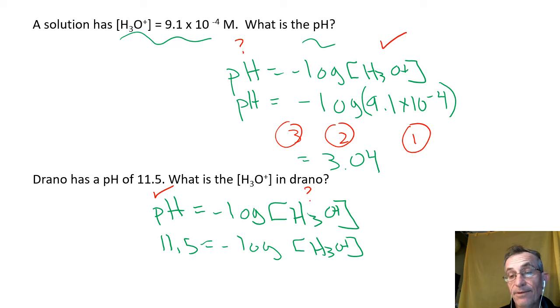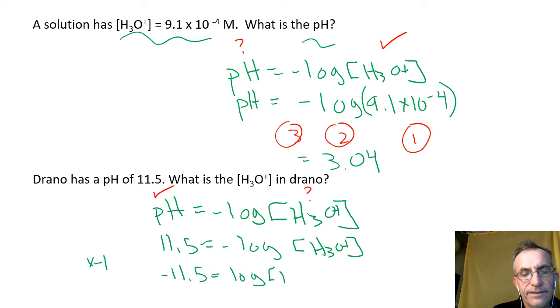So the first thing I'm going to move over to the left is the minus sign. The way you can do that, like in math class, they might have told you, if you want to move a minus sign to the other side, you just multiply by -1. You'll end up with negative 11.5 equals the log of hydronium. If that didn't quite make sense, just take the negative sign and throw it on the left. That's all I did.